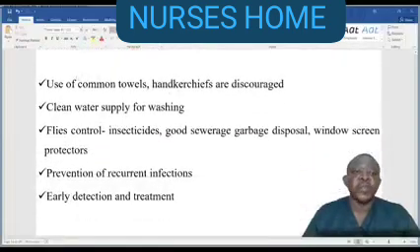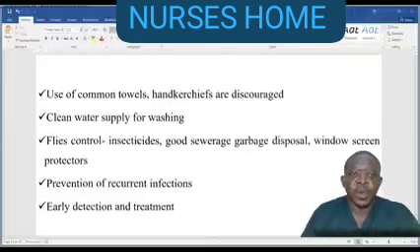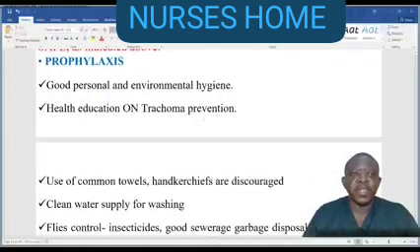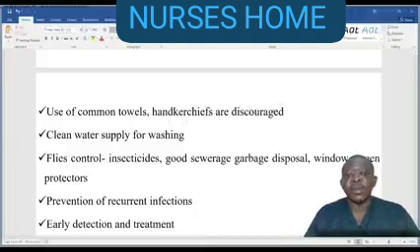You can also use towels and handkerchiefs. Health education on trachoma prevention can help reduce the incidence of trachoma. Good personal and environmental hygiene can also reduce the incidence of trachoma in the community. You can also avoid use of common towels and handkerchiefs, because if you discourage this, you will see reduced incidences.